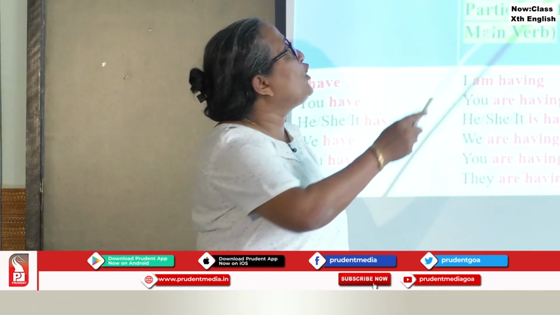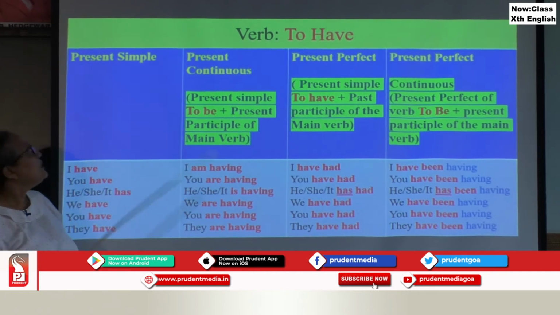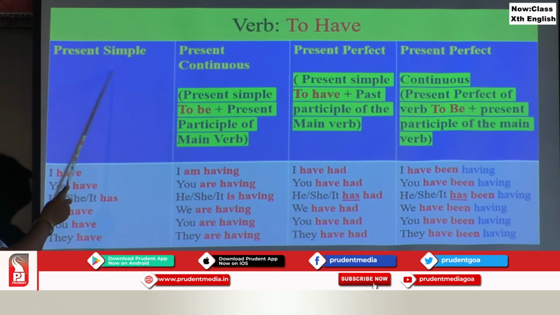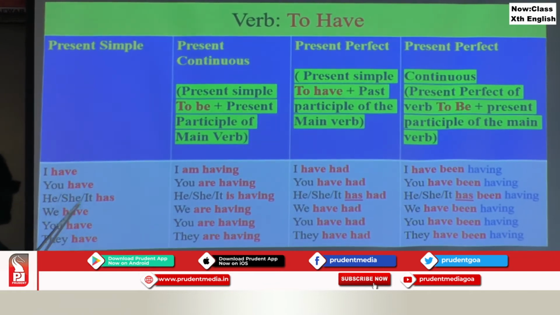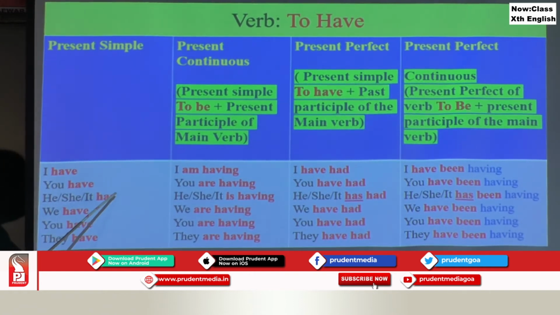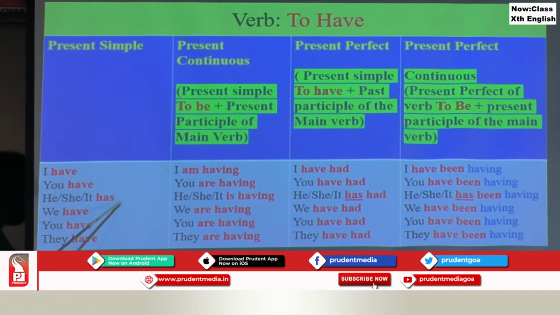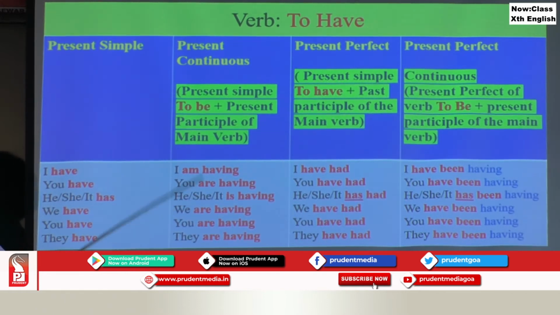Now let us move on to the next verb, verb to have. Look at the simple present. The present simple is I have, you have, he, she, it has, we have, you have, they have. In the third person singular, the verb changes its form from have to has. Otherwise, it is one verb, it just changes its form.